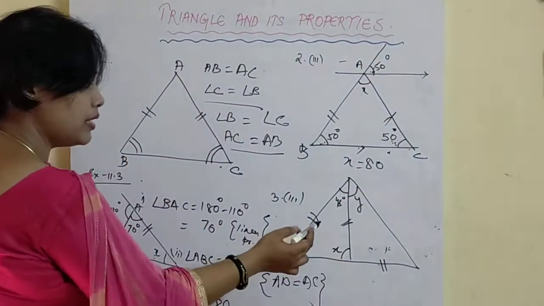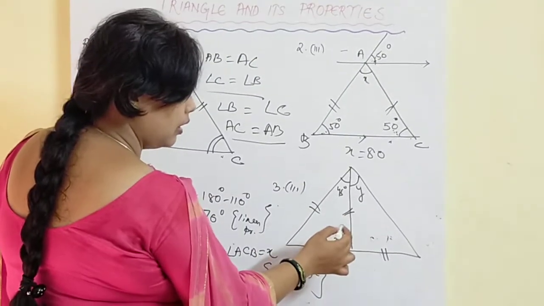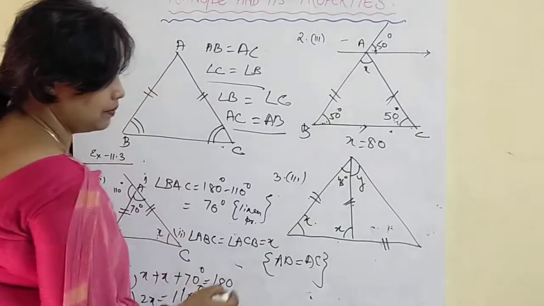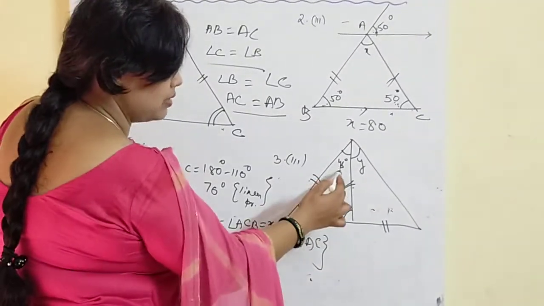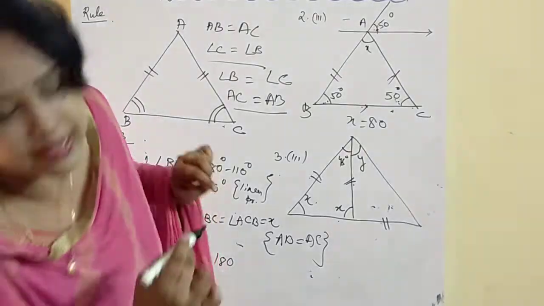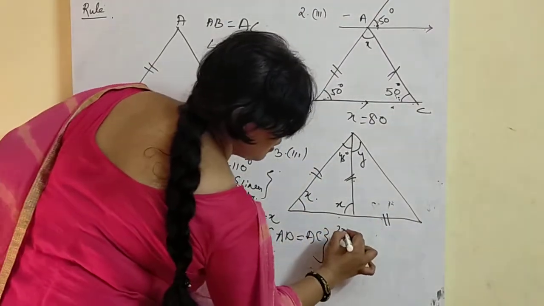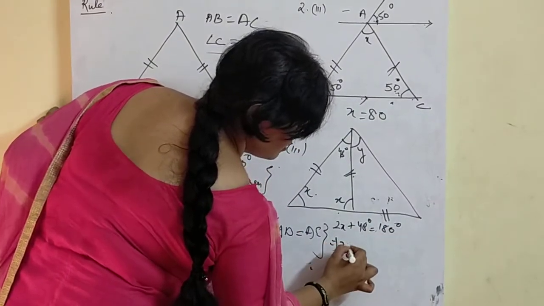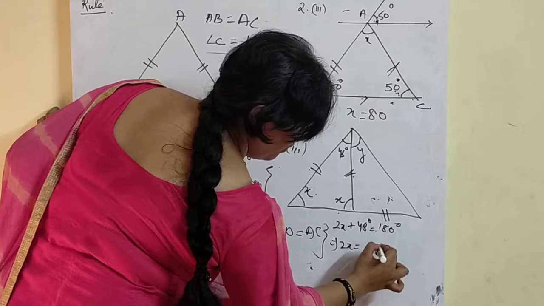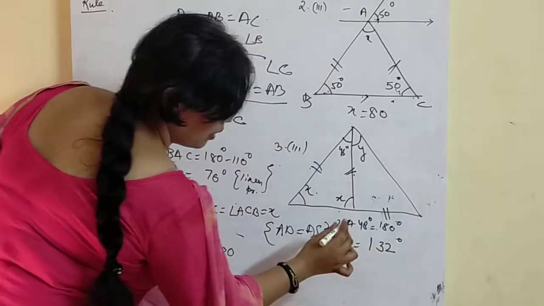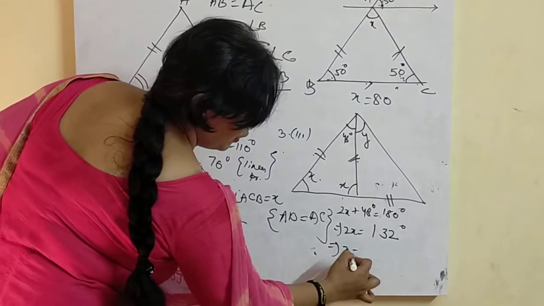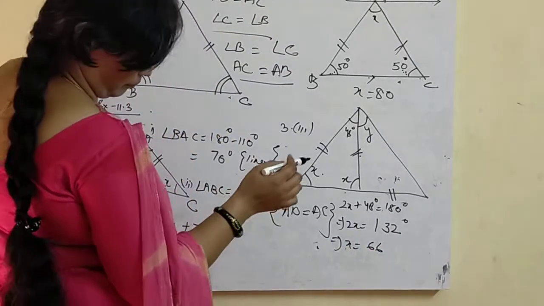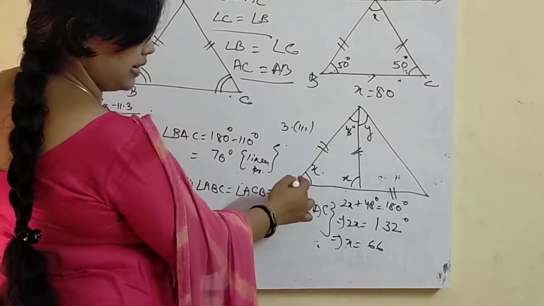Part 3. You see here, this side is equal to this, so this is also x. So 2x plus 48 is equal to 180 degrees. So 2x is equal to 180 minus 48, which is 132 degrees. So x is equal to 66. Here I have directly solved it: x is 66 degrees.